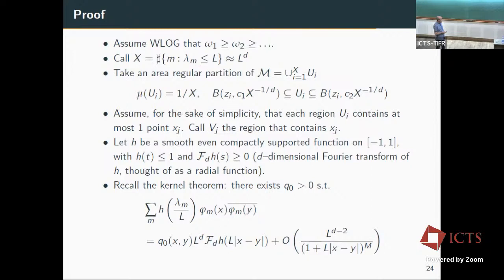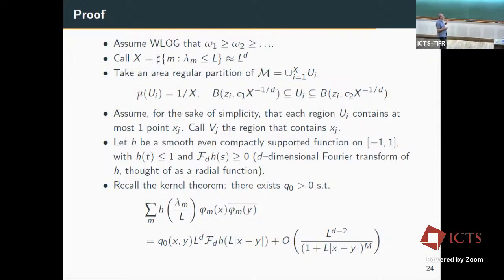So I'm going to give a simpler proof of the real proof. And the idea is that I'm going to assume, for the sake of simplicity, that my points xj, that can be any collection of n points, actually is such that each region ui contains at most 1 point xj. So this is the assumption that I'm going to make.